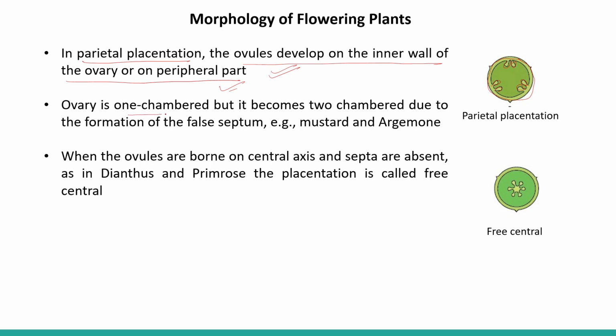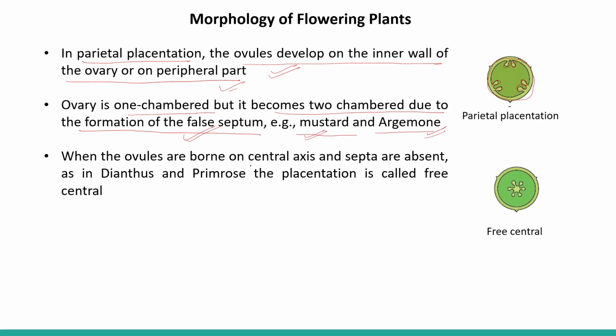Ovary is one-chambered, but it becomes two-chambered due to the formation of a false septum. For example, mustard and argemone. Okay, ovary is generally one-chambered, but sometimes a false chamber is there. That is called the formation of a false septum, and this is found in the case of mustard and argemone.